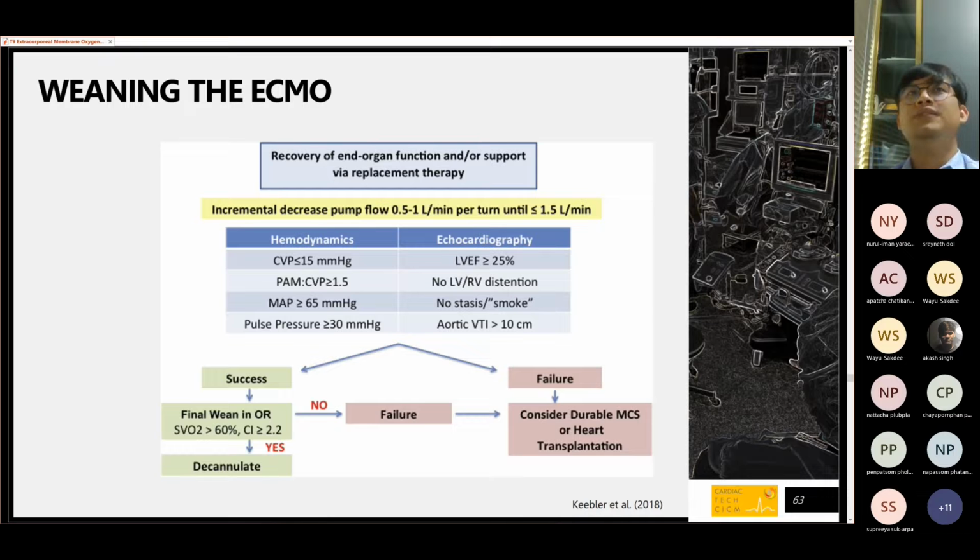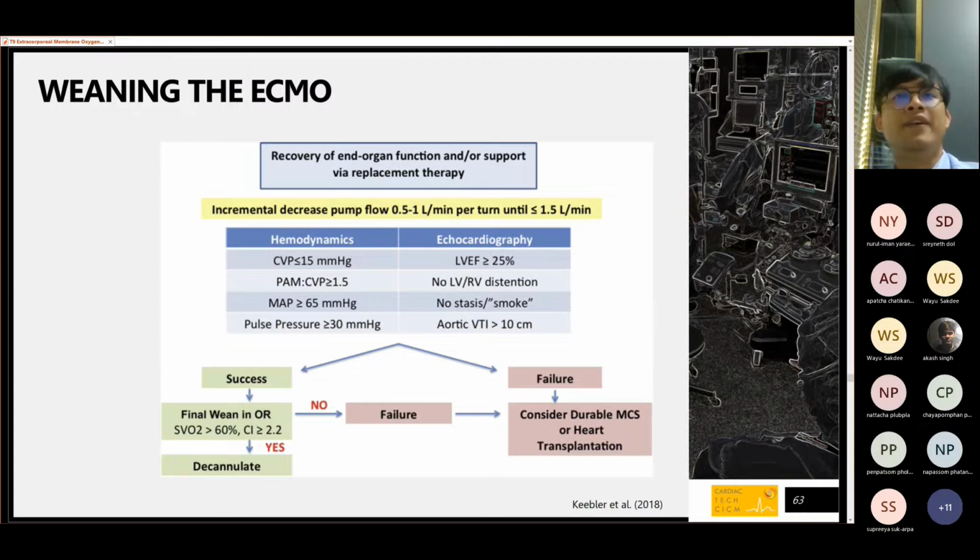So here is the protocol that I'm using for weaning ECMO from cardiogenic shock. You can see we need to investigate hemodynamics and echocardiogram. If it's a success, we go further to maintain weaning by slowly decreasing the ECMO flow, and offset slowly. I'm going to talk about the weaning steps in the next slides.